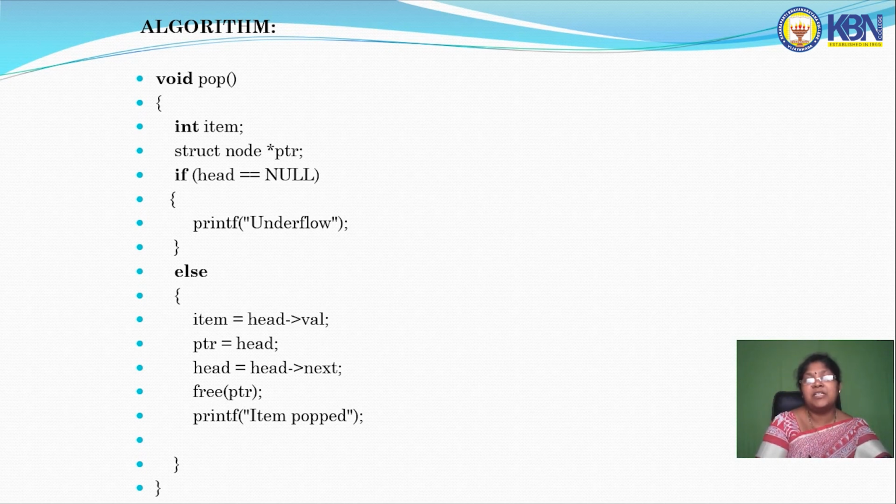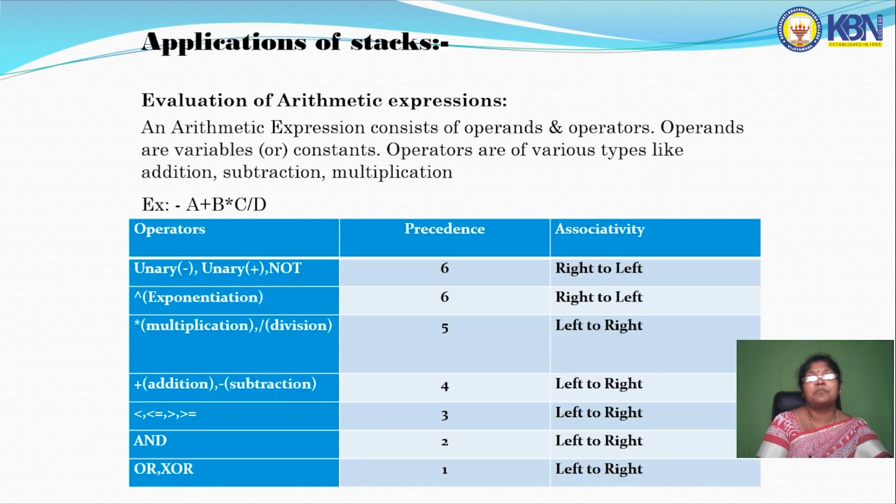So already PTR has the head, okay, so the PTR will be freed, meaning here we are deleting. So print here the item popped. So the next element will be the head element, okay. Then after, go for the next one.